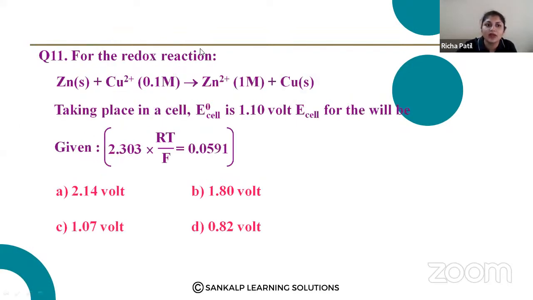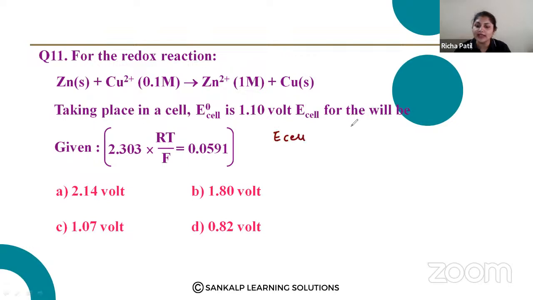So for the redox reaction, this is a reaction taking place in a cell. E naught is 1.10 volt. What will be the E cell for this given cell? Given 2.303 RT divided by F is equal to 0.0591. So this is a standard condition. So what will be the value?